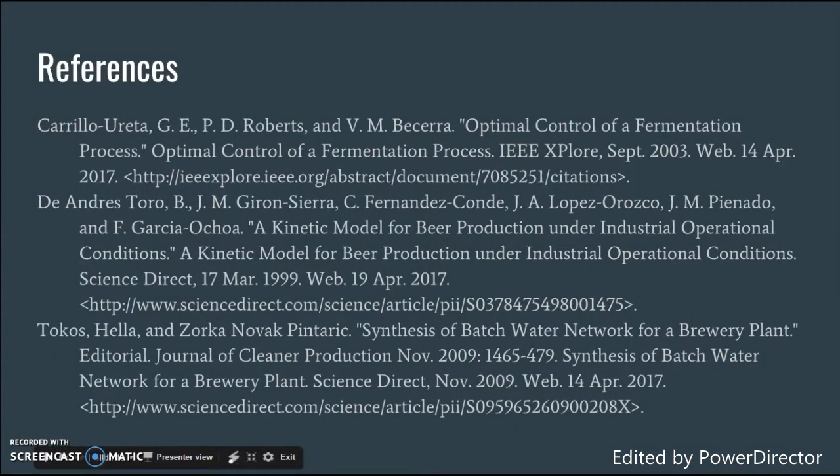Additionally, these are the references we used throughout our presentation. The Simulink model by Carrillo-Ureta and others was the one we learned from the most in the modeling of what an optimized process can be.